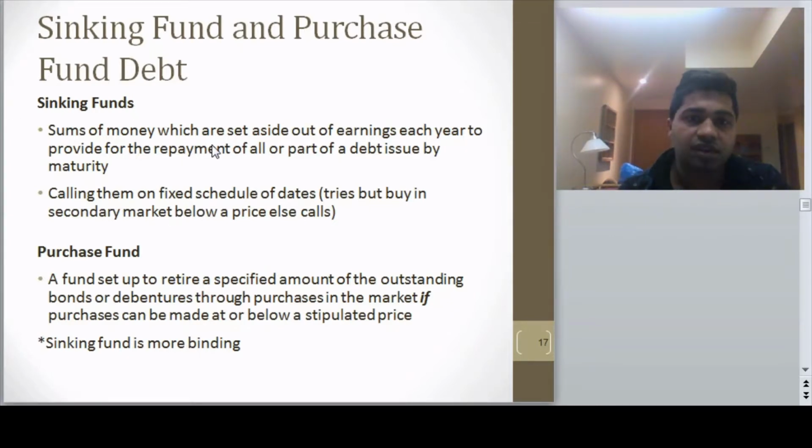So a sinking fund is a sum of money set aside out of earnings each year to provide for repayment of all or part of the debt issued by maturity, calling them on a fixed schedule of dates. It tries to buy in the secondary market below the market price, else will issue a call option. A purchase fund is set up to retire a specified amount of debt outstanding or debenture through purchase in the open market only if it is beneficial, so if the purchases made are at or below a stipulated price. So the sinking fund is much more binding than a purchase fund.